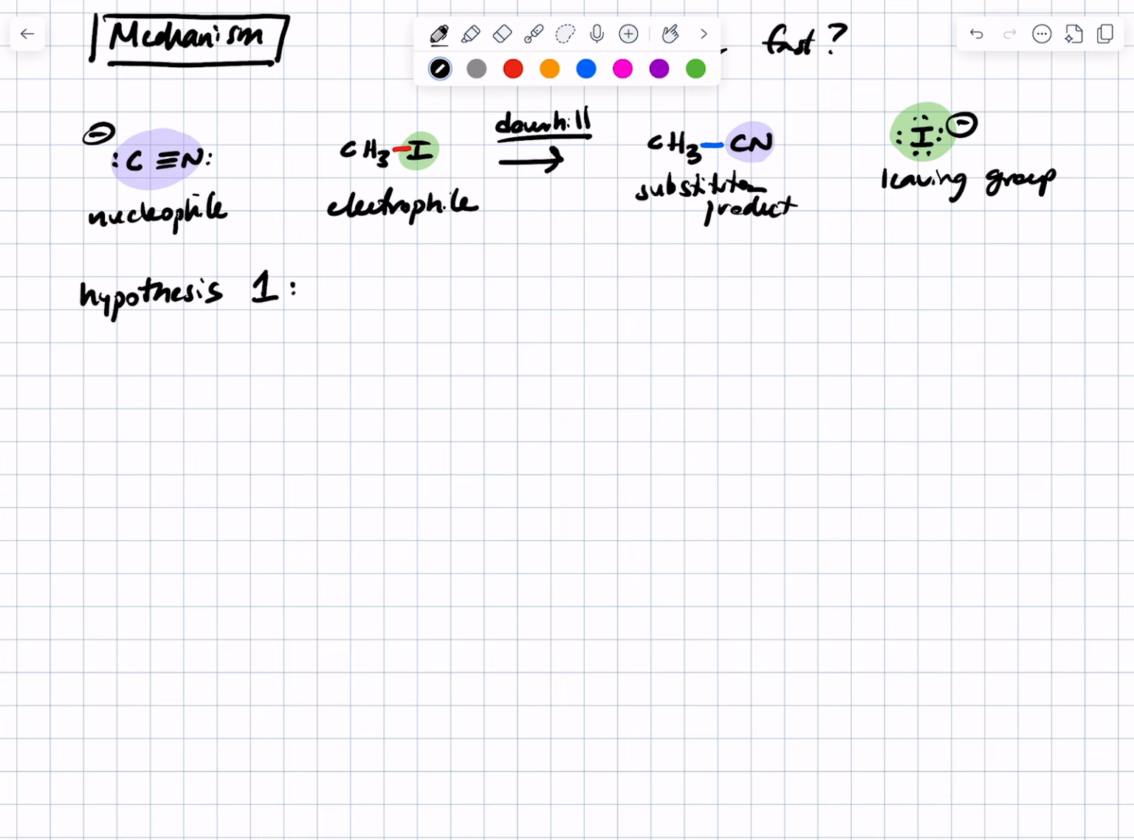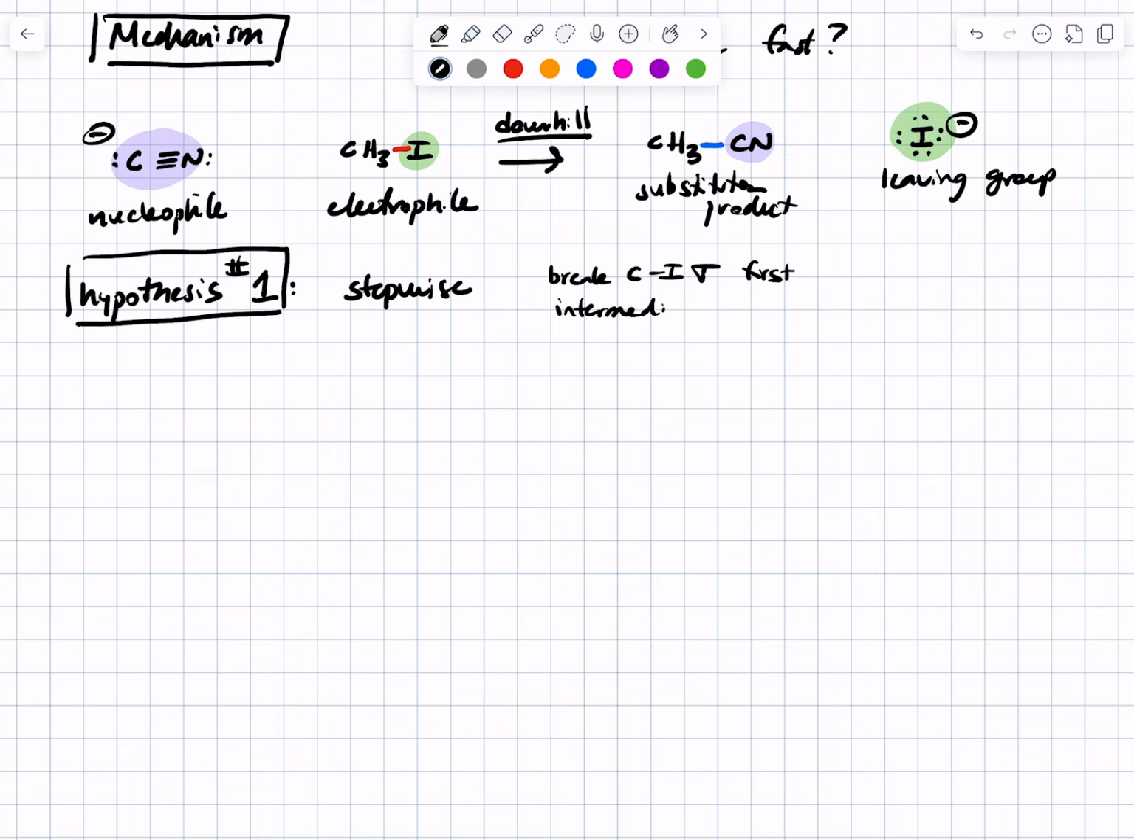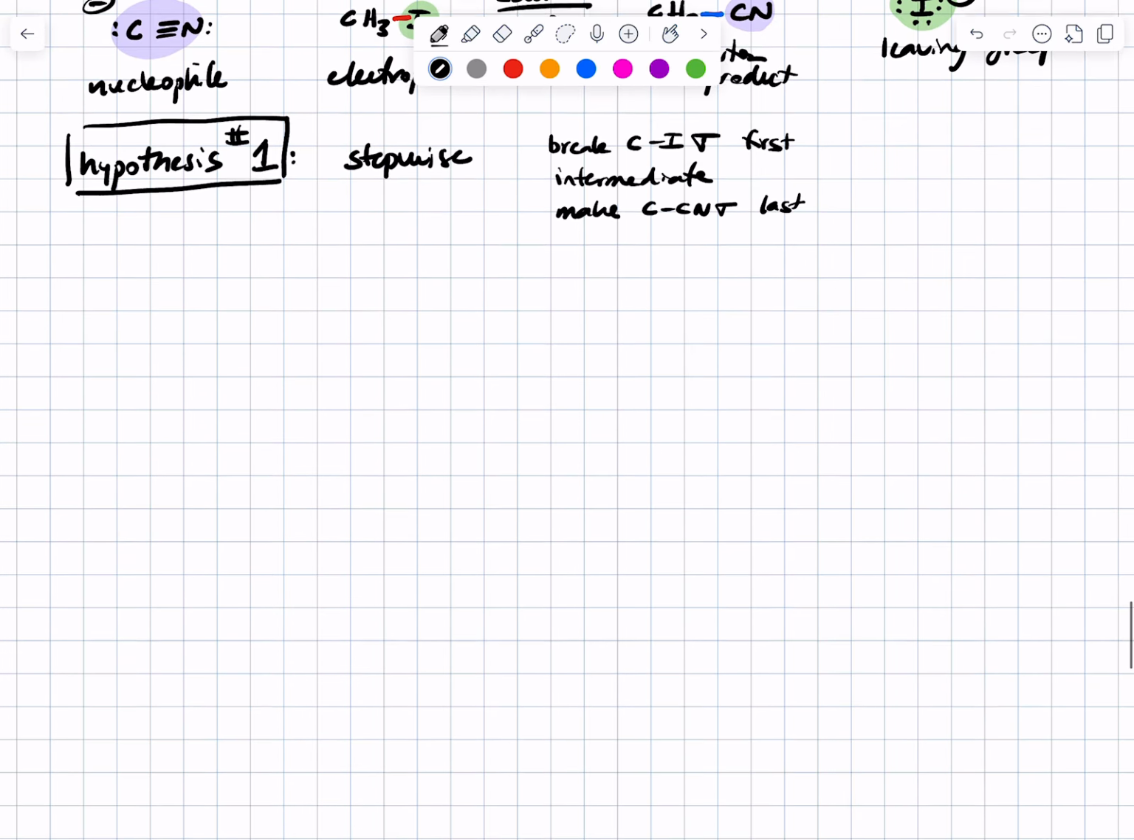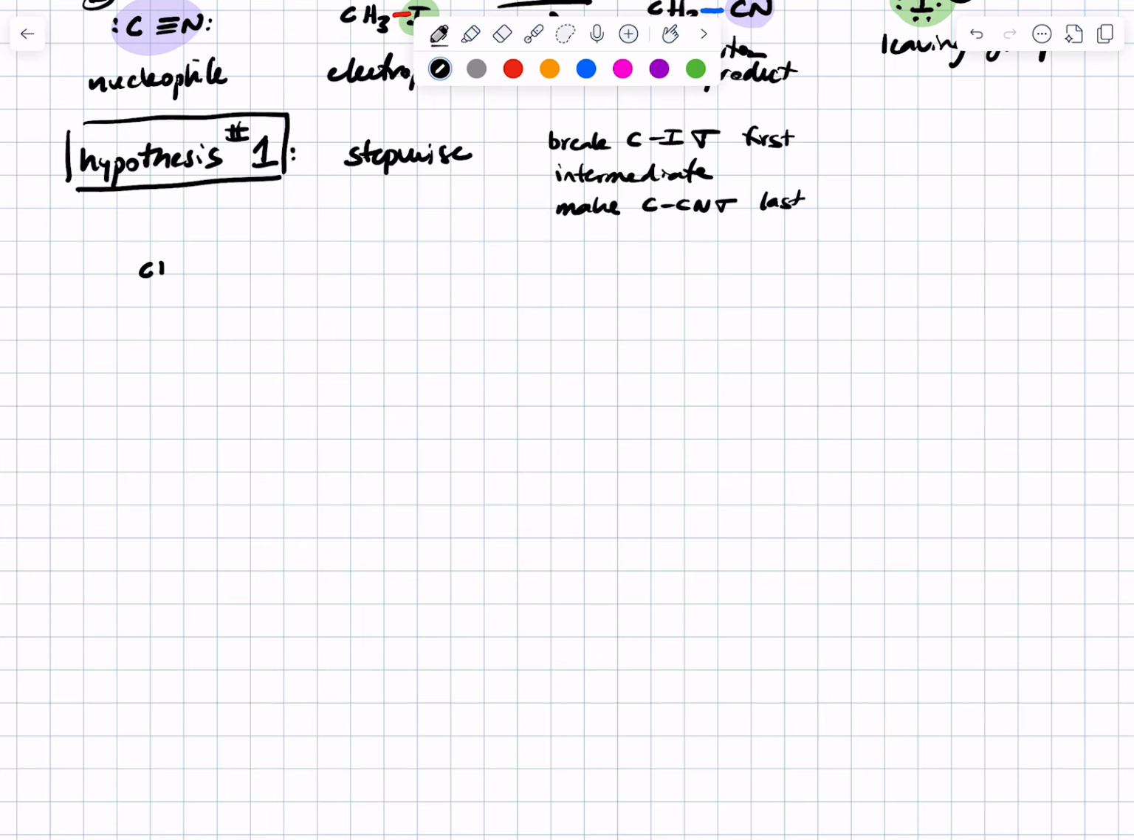So hypothesis number one would be, let's do this reaction stepwise such that, and please do not misunderstand me, I am not endorsing this hypothesis. I'm merely stating what it is and then saying what the predictions are. Let's propose stepwise we break the carbon-iodide sigma bond first, we get some kind of intermediate, and then we make the C-CN bond last, okay? So if we were to propose this mechanism and draw it out, what would this look like?